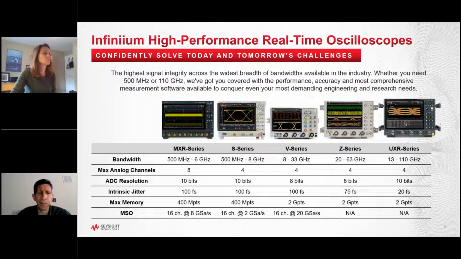Another trend here that I'll point out is you guys make converters, obviously, so most of you are familiar with those. The trend has been, at least from a Keysight perspective, to go beyond the traditional 8-bit A to D converters in the higher performance line. So you see the three newest platforms we have, the MXR, the S, and the UXR, all have 10-bit ADCs rather than the traditional 8 bits of the ones in the middle, the V and the Z.